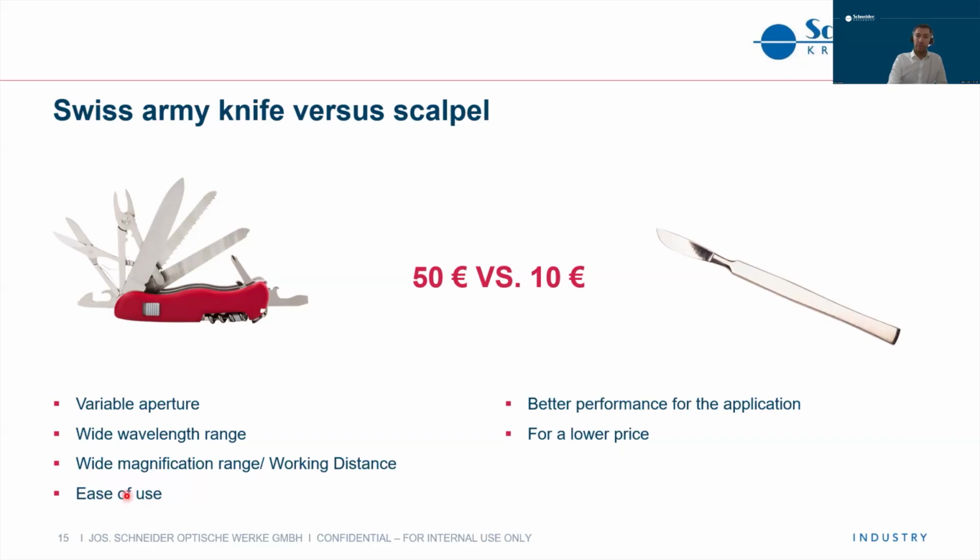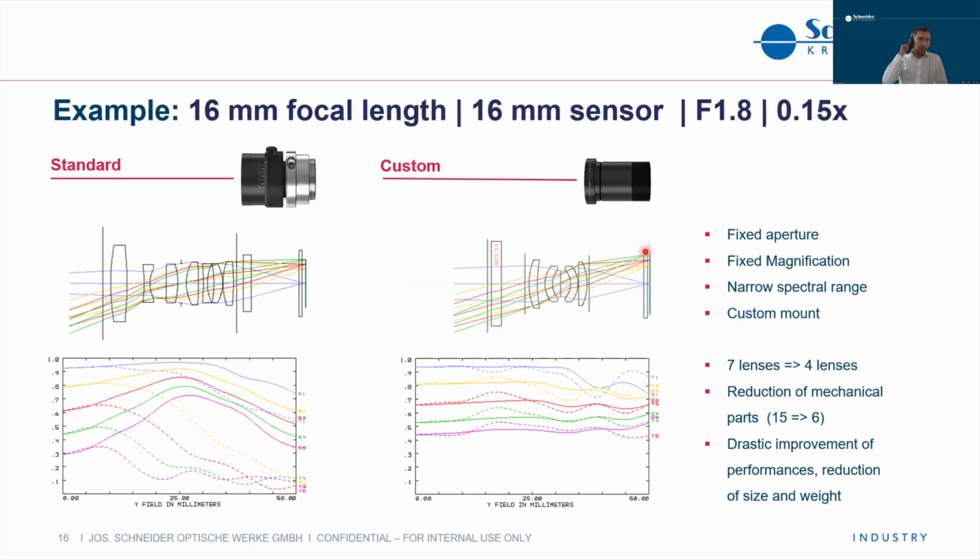On the other end, you have the scalpel. It has to do actually only one thing, and it has to do it perfectly. And it's the same as a custom lens. The custom lens is optimized for the customer application, and it has to do it very well. And the same way as a scalpel, the custom lens can also have a lower cost than the standard lens. And that's the point now.